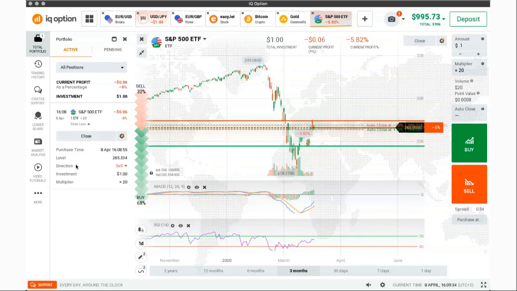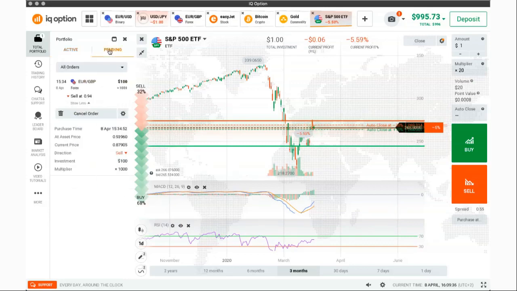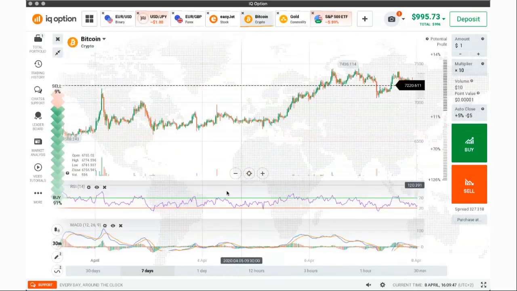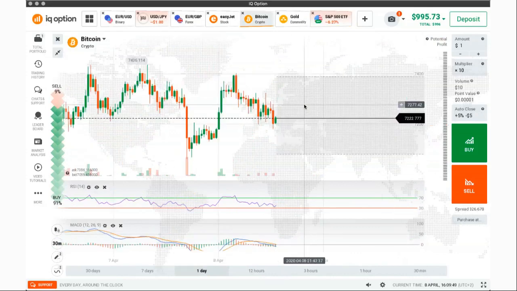So this shows us the positions you've got open at the moment and the ones that you've set to open in the future. If you delete a pending order, it doesn't charge you. You can open up as many as you like, but they will execute once the price reaches that point. So they're your cryptocurrencies. They're decentralized.